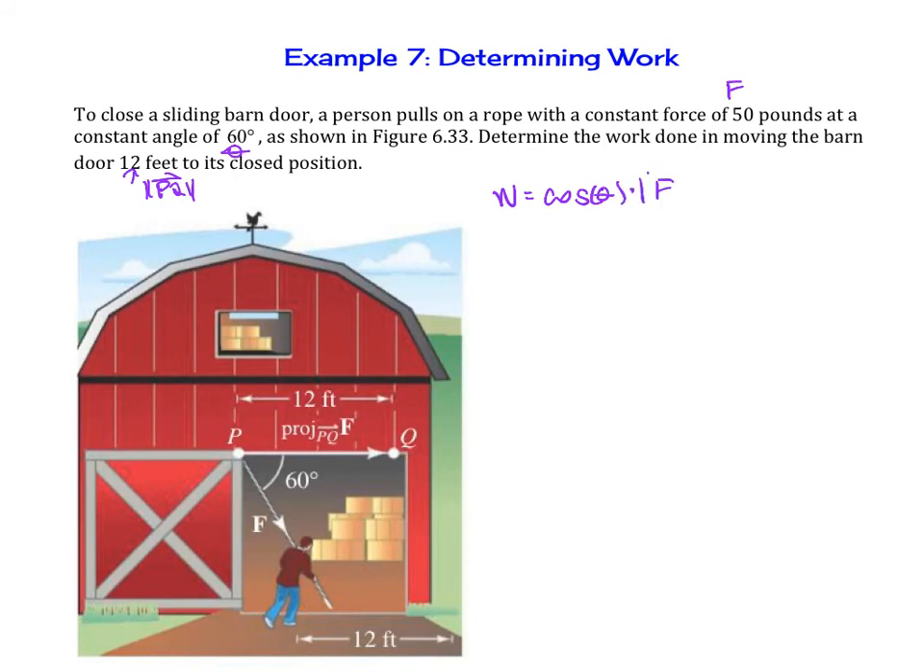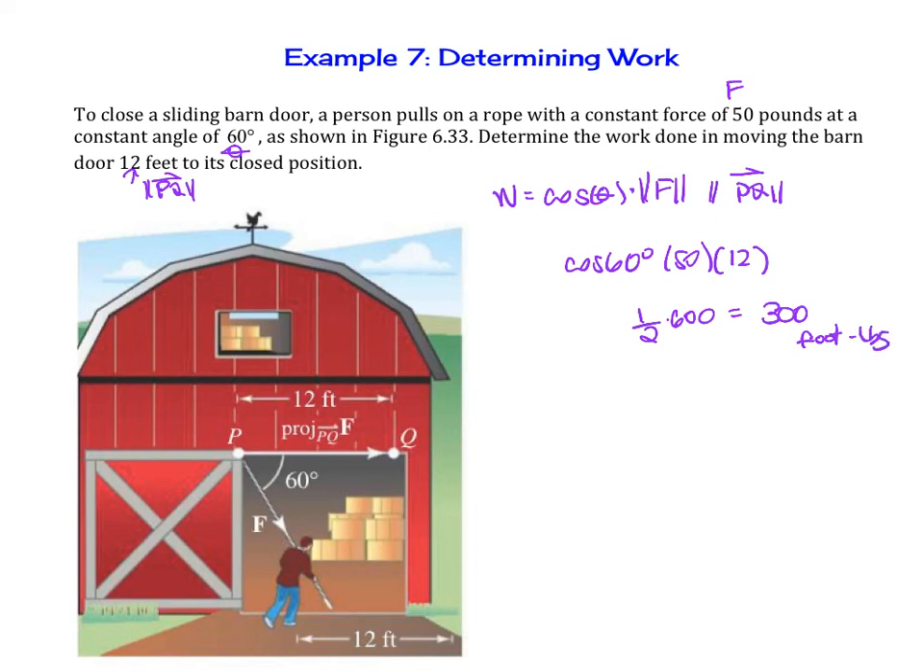So really all we need to use is W equals cosine theta times the force times PQ. So cosine of 60 degrees times 50 times 12 feet. Cosine of 60 degrees is a half times 50 times 12. So that is 600, so this is 300. And how you say it is foot-pounds. Make sure you add your units there. So it's pretty fast, not too bad, just applying the formula.